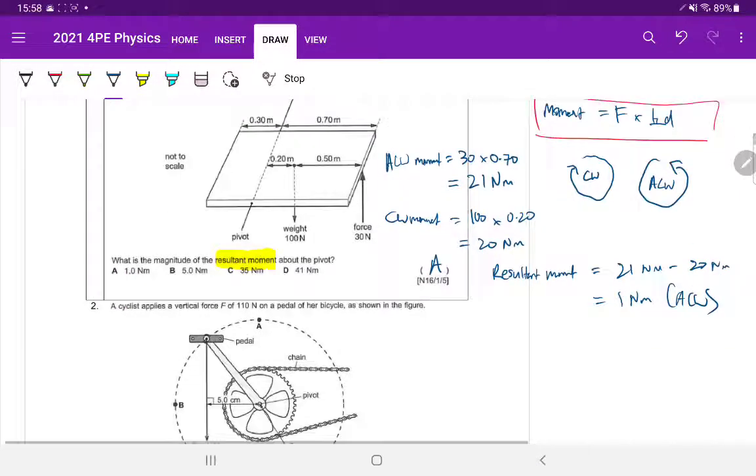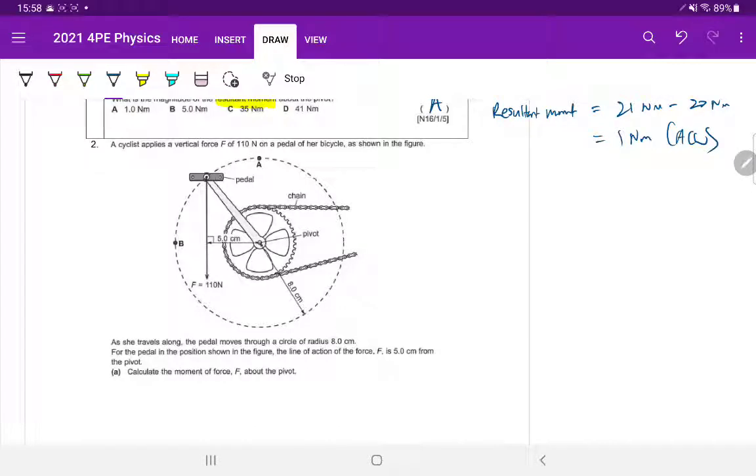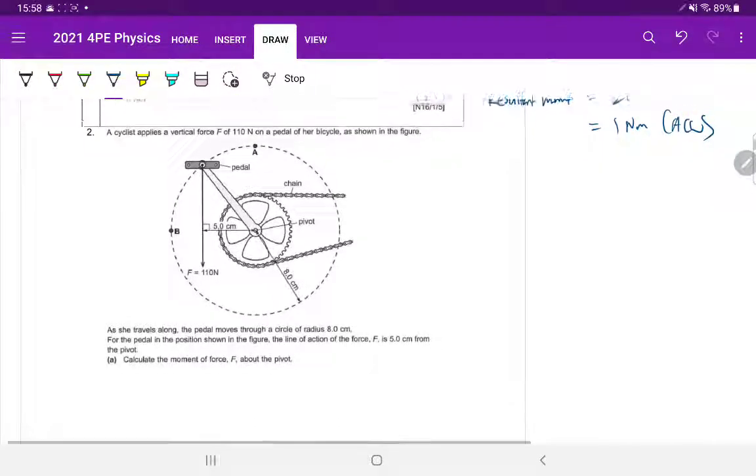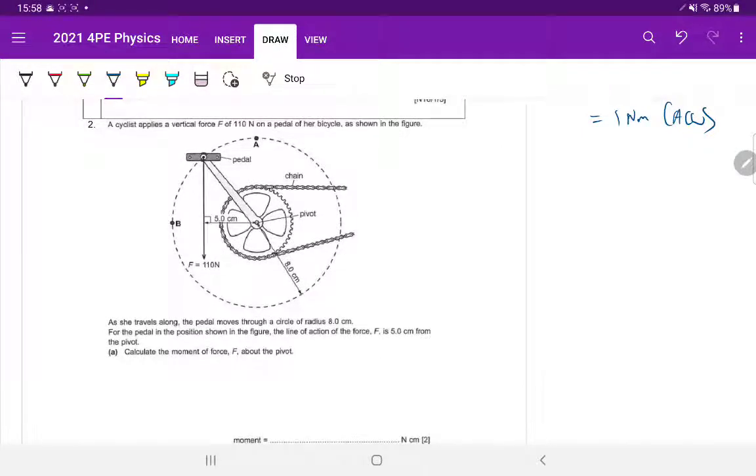Question 2. A cyclist applies a vertical force of 110 newtons on a bicycle pedal of a bicycle as shown. The pedal moves in a circle of radius 8 cm. For the pedal in the position shown in the figure, the line of action of the force is 5 cm from the pivot. So they've already very kindly shown you the exact distance you're supposed to use, okay? Which is this distance, because they tell you that the line of action of the force is 5 cm from the pivot. So this is what it can look like.